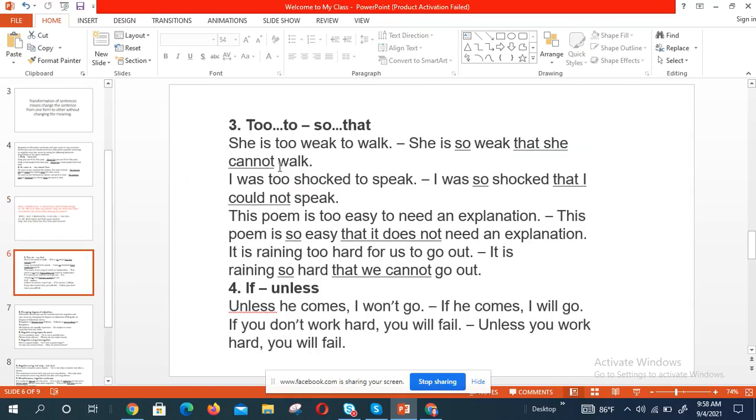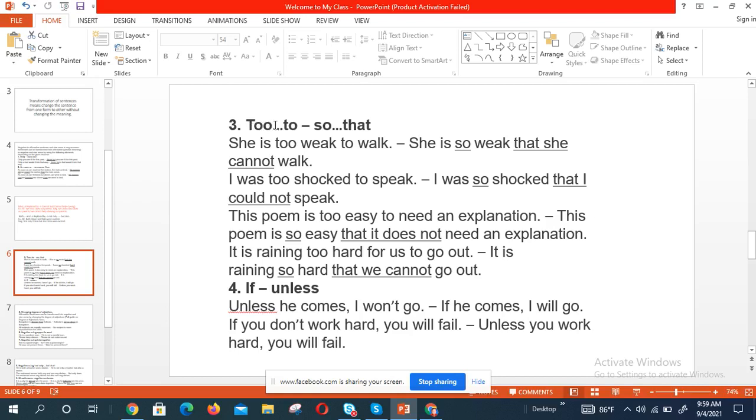The next slide, 2 dot dot 2. If you get 2 dot dot 2 in your affirmative sentence, or even a simple sentence, you have to convert it to negative or complex. Here we are discussing negative sentences. So if you get 2 dot dot 2 in the affirmative sentence, you have to convert it by using so dot dot that.